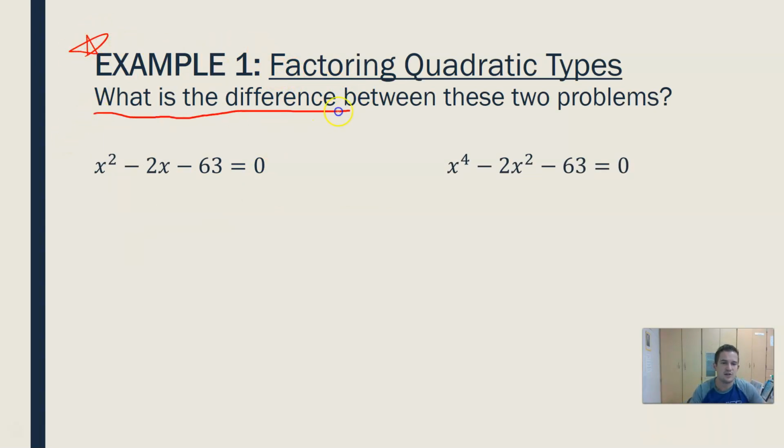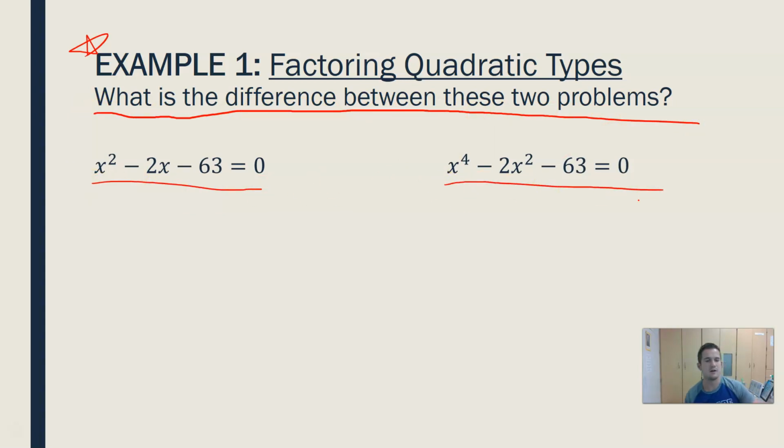I want you to ask yourself, what is the difference between these two problems? This problem here and this problem here. I have x squared minus 2x minus 63 and x to the fourth minus 2x squared minus 63. What is the difference between these two problems? You'll notice that they look pretty similar. This one hopefully looks pretty familiar. We've solved this kind of problem before. This is a quadratic function, and I can factor and solve this quadratic function.